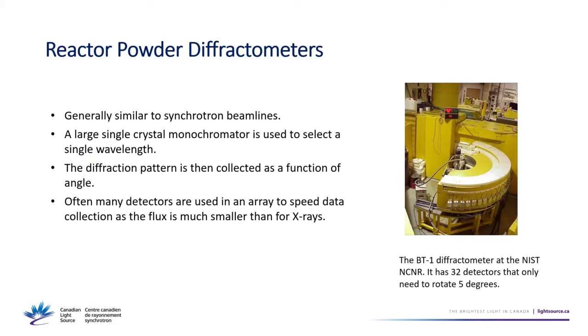All right, so you have a powder diffractometer on a reactor source, and this is a picture of the BT1 diffractometer at NIST, which is the first one I ever used. These are more similar to synchrotron beamlines, in that you have the same sort of components. You have a neutron source, so you have a flux of neutrons coming in, and you'll have a single crystal monochromator selecting a particular wavelength, and then you collect the diffraction pattern as a function of angle. In this case, because neutron flux is a lot weaker than X-ray flux, they have 32 detectors here that they only have to rotate about 5 degrees to cover a space from about 0 to 160 degrees in 2 theta.